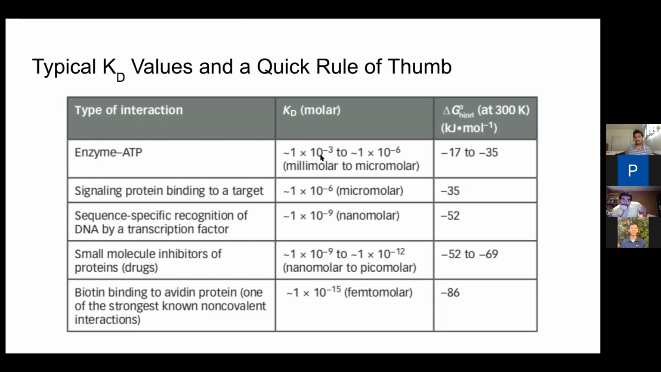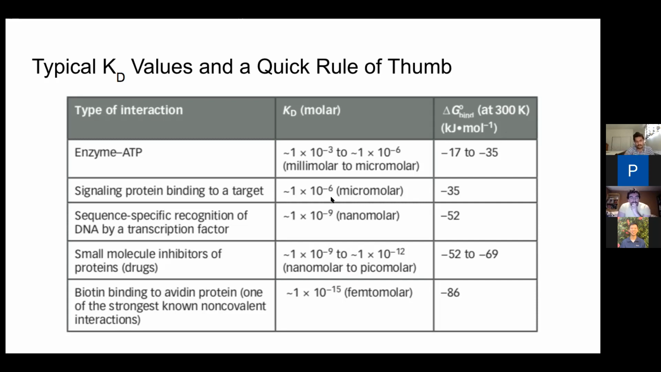So your KD is 10 to the minus 3, 10 to the minus 6, but you can get somewhere as strong as 10 to the minus 15 for some interactions. I think the interesting thing here is to note how your standard free energy change of binding changes with your dissociation constant. So if you go from 10 to the minus 3, 10 to the minus 6, you get a delta G, standard free energy change, of around 17 to 18 kilojoules per mole. And you see this is consistent throughout at 300 degrees Kelvin.